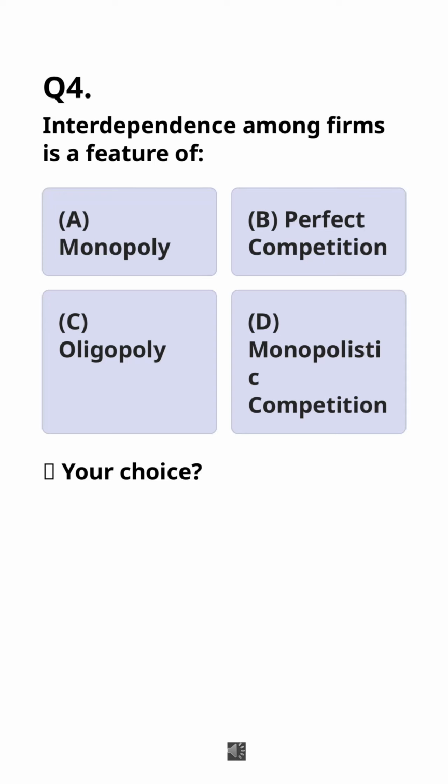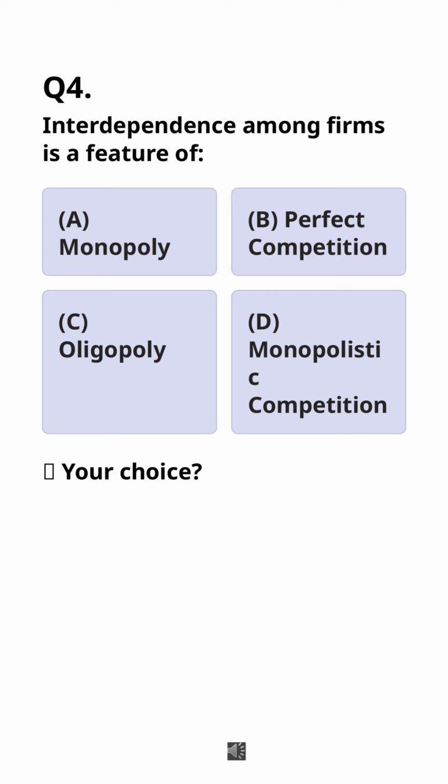All right, so here we have a question about interdependence among firms, and the options are monopolistic competition, oligopoly, perfect competition, and monopoly. Now, the key idea here is that interdependence means that the decisions of one firm affect the others, and vice versa. This is especially true in markets where firms are aware of each other's actions and must consider those actions when making their own decisions.